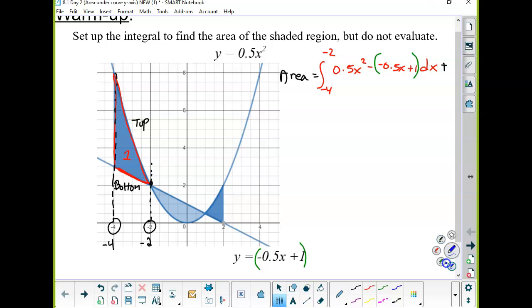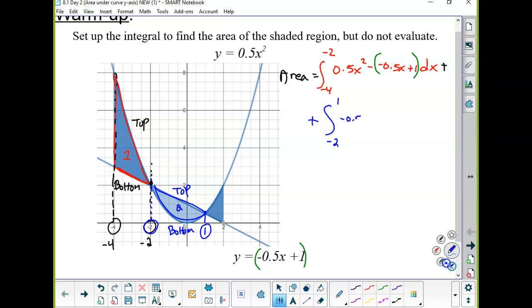Now we have to do the area of the second one. And you can see here, the second one, the top function switches. Now the top function is the linear one. The bottom is part of the parabola. And we're going to go from -2 to that's +1. So I just put addition here, and I'm just gonna keep writing this, or maybe I should put the addition here so you can see. But we're gonna go from -2 to 1.